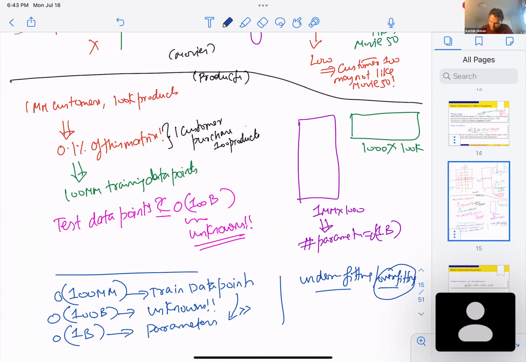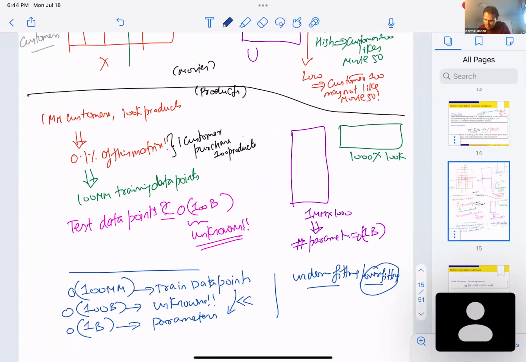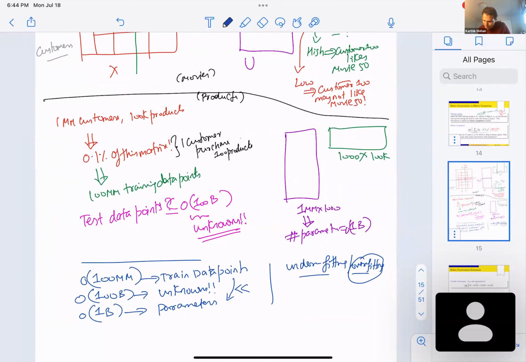Or let me put it the other way around. Training data points is less than number of parameters. So 100 million is less than 1 billion, so you're overfitting. You're definitely not underfitting. So you're probably overfitting. I mean, it's not a huge overfitting, but it's still 1 billion versus 100 million. It's a factor of 10. You might still be able to get away with it. But this is where, again, regularization can help in matrix factorization to make sure you're not overfitting.